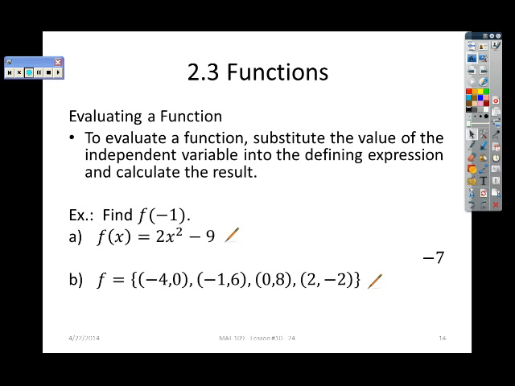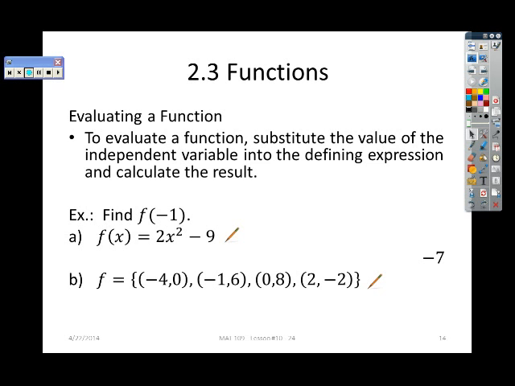So let's first of all make sure this is a function. Is this a function? How do you check? First elements. Do I have a repeated first element? No. What does that mean? That it is a function. So because it's a function, I can plug a value in and I will get a unique value out.